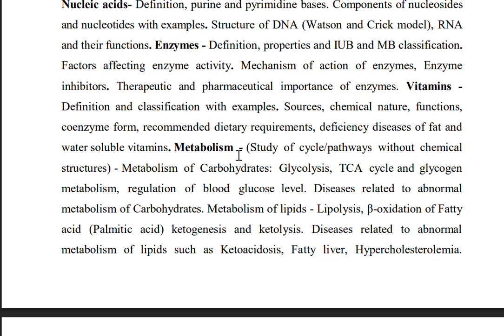And metabolism. Metabolism has different cycles you can read in biochemistry: TCA, glycolysis, lipolysis, and beta oxidation of fatty acids, and this is related to that.